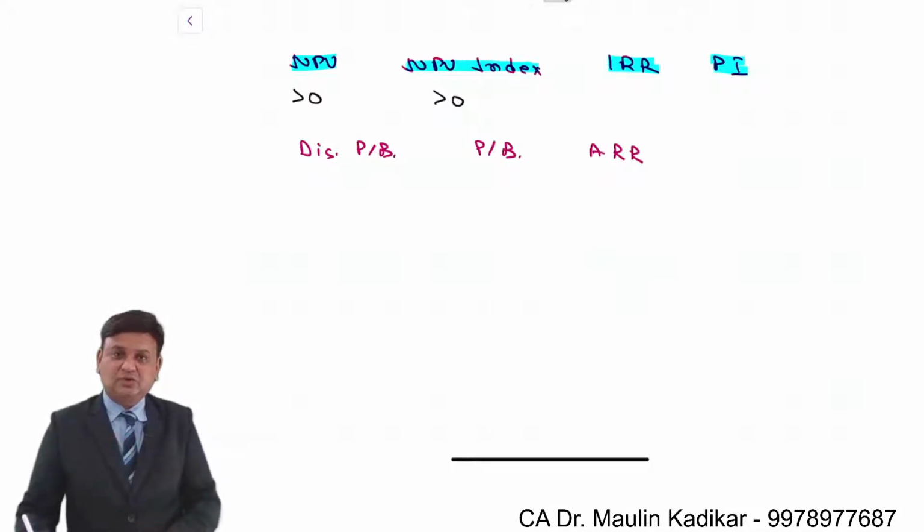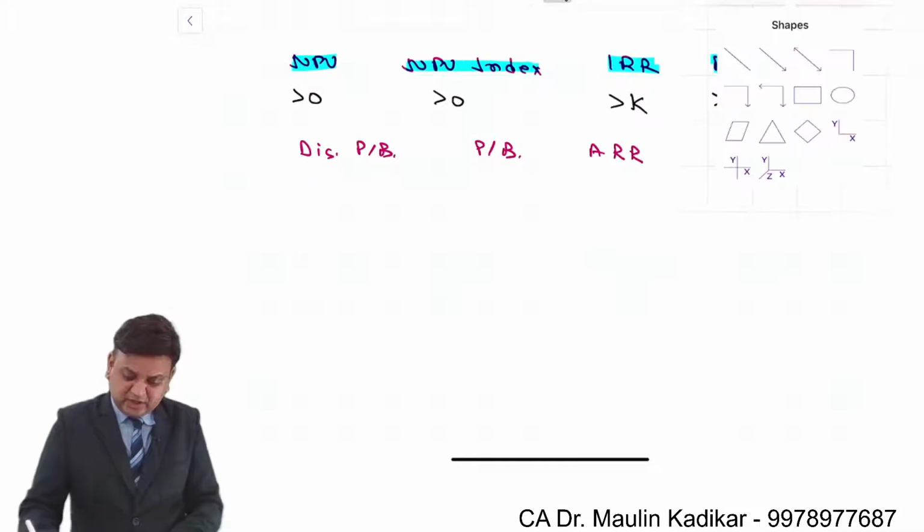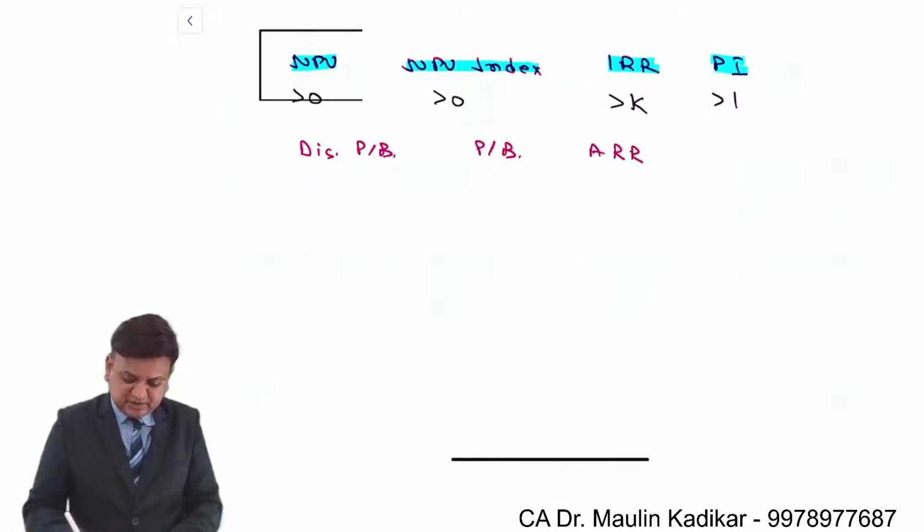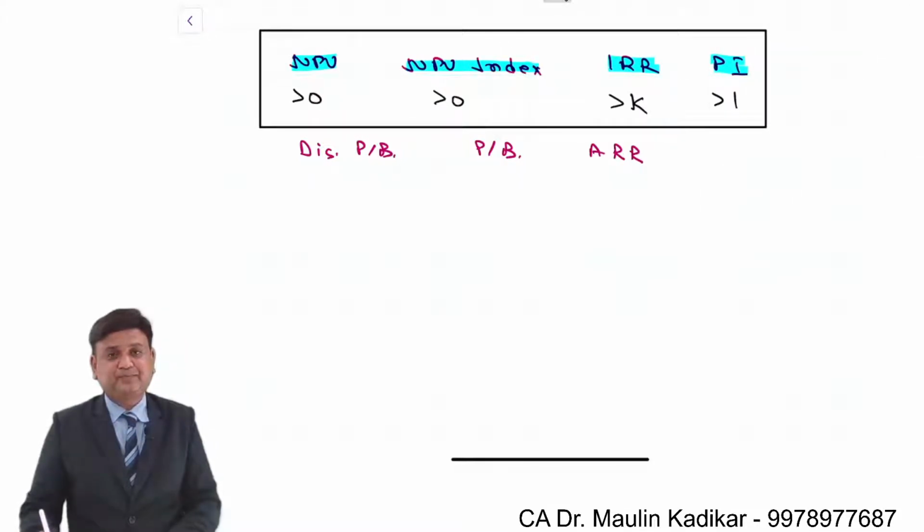There is another student called C and that student is adopting IRR criteria. Then if IRR is greater than cost of capital, that student will write the project should be accepted. Another student D is adopting PI criteria. Then if PI is greater than 1, that student will write the answer that yes, the project should be accepted. This is the way you can adopt one of the four criteria for the purpose of decision making.